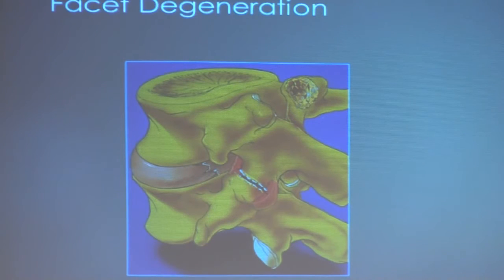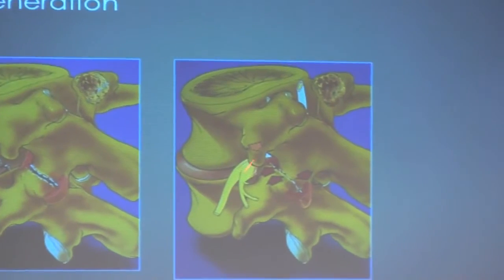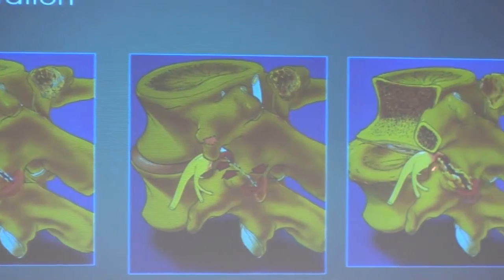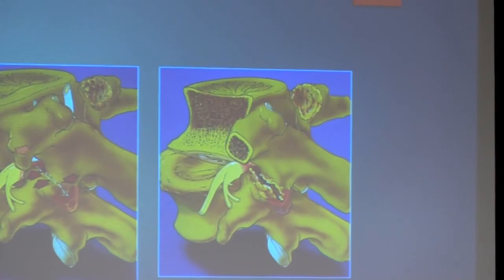So there's a combination of factors that can lead to the symptoms that you have when you have back pain or leg pain from degenerative disease in the spine. You can see that the nerve root is right there, and you can see how the nerve root is being irritated by the combination of factors.